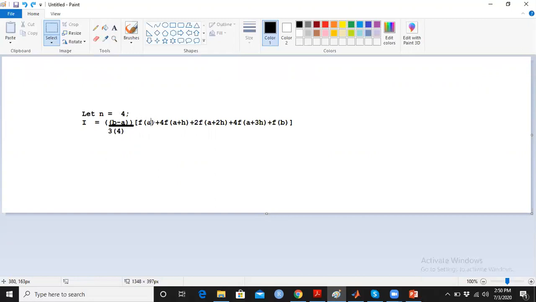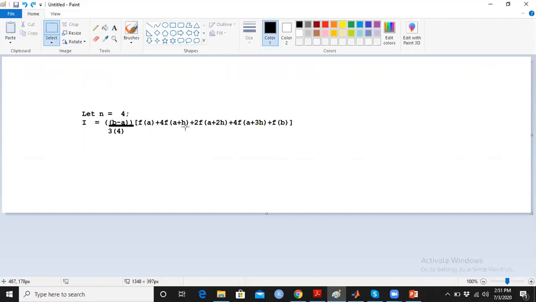Remember that functional values at the boundaries will come with the coefficient 1, and after this you will proceed this way. You will write f of a plus f of a plus h plus f of a plus 2h plus f of a plus 3h, and remember that f of a plus 4h is actually f of b. As I taught you in the previous video, b is equal to a plus nh, so for that reason, f of b is better. Now you can see that the expansion of formula 21.18 is what is happening.